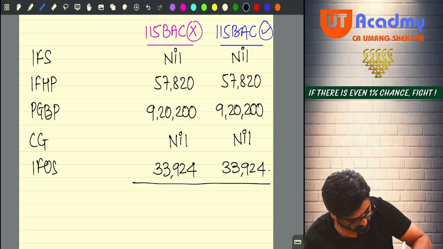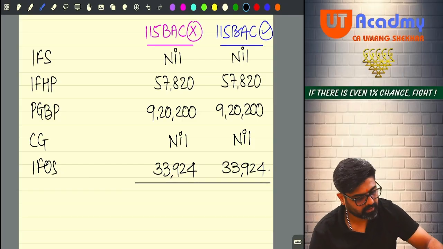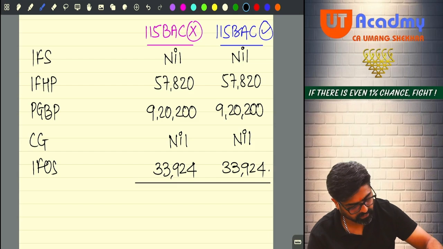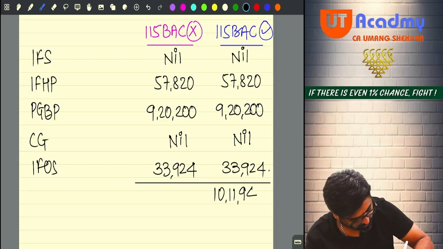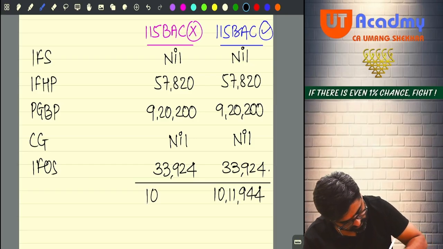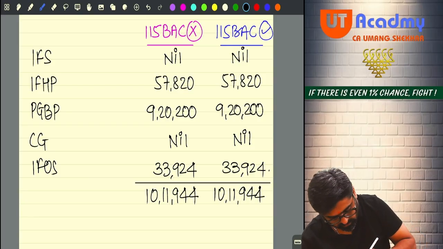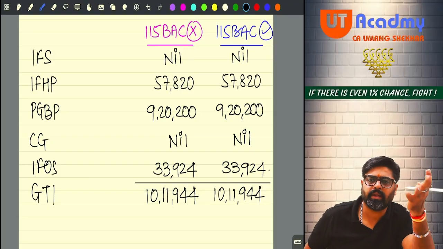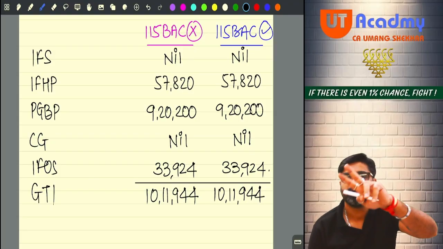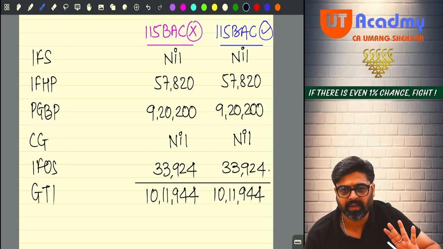Now please do the needful. See, 33,924 plus 9,20,200 plus 57,820, you are going to get 10,11,944. GTI. Under both the regimes, GTI is remaining the same. There is no change because there is no impact of 115 BSE.